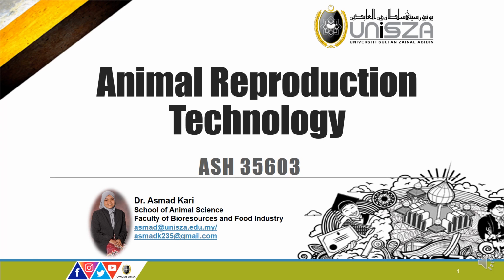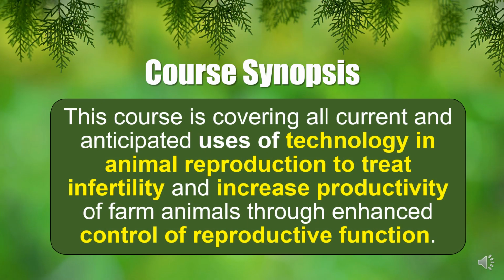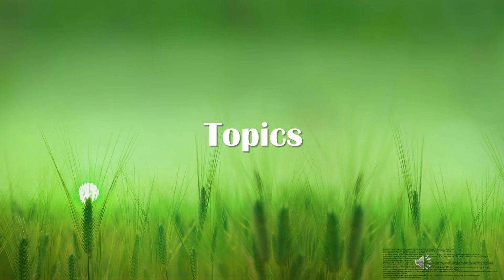Today I'm going to give a brief introduction of Animal Reproduction Technology course. This is an elective course for Bachelor Degree of Animal Production and Health. This course is covering all current and anticipated uses of technology in animal reproduction to treat infertility and increase productivity of farm animals through enhanced control of reproductive function.